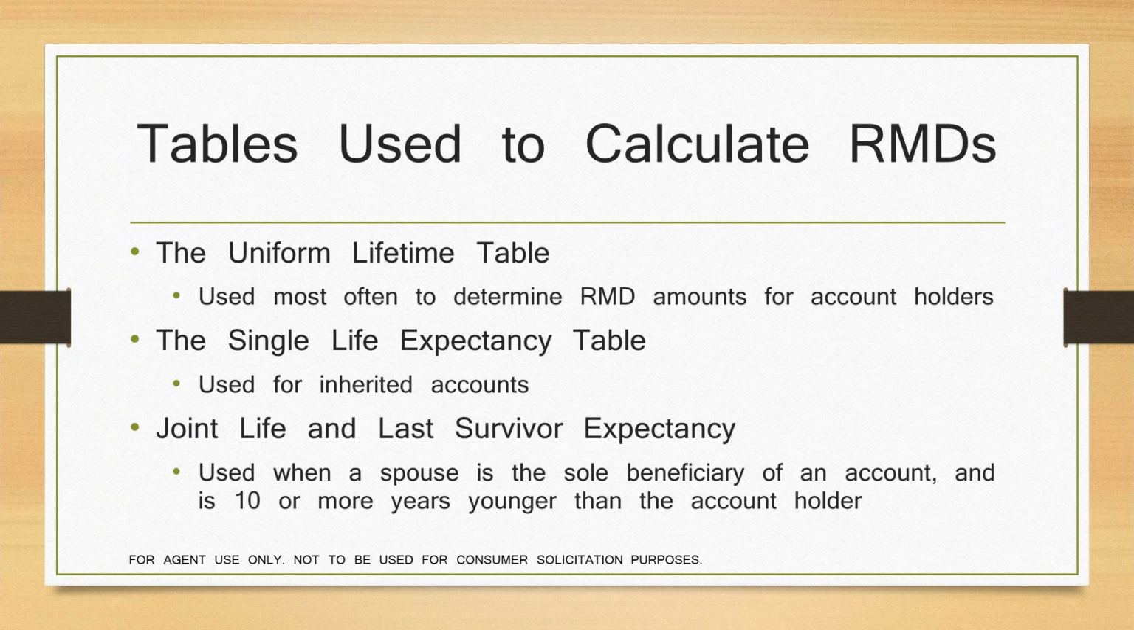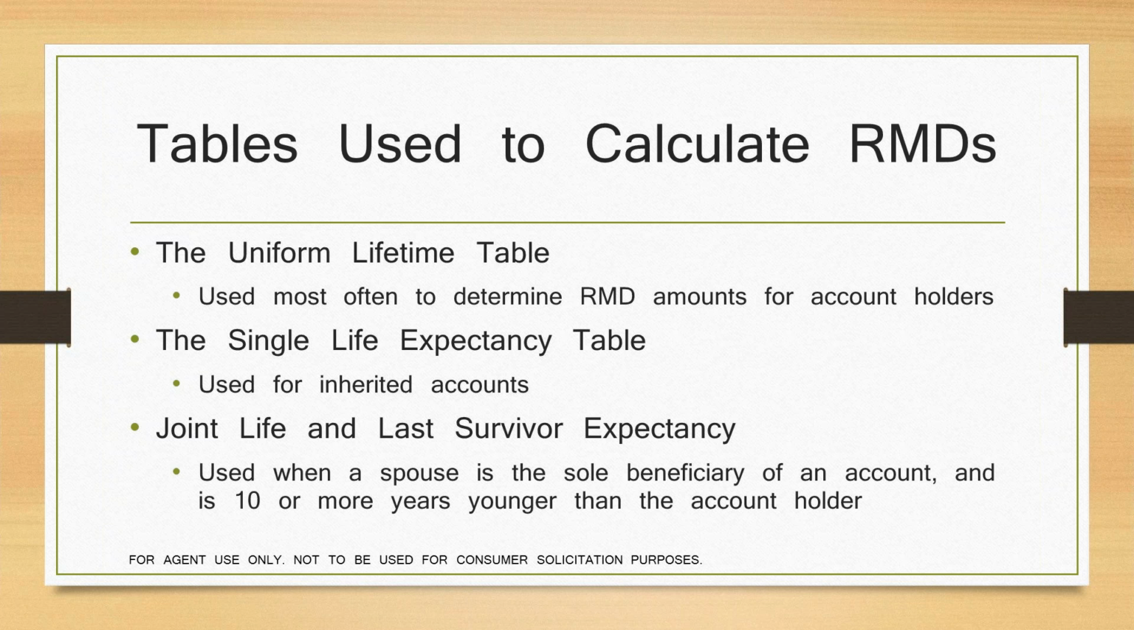And then there's also the Joint Life and Last Survivor Expectancy Table. This table is used much less frequently. It's used when a spouse is the sole beneficiary of an IRA or other pension account and the spouse is 10 years or more younger than the account holder. Why is the table different? The factors for life expectancy are more generous. That is, RMDs can be lower if the spouse is the sole beneficiary of the account and the spouse is 10 years or more younger than the account holder.